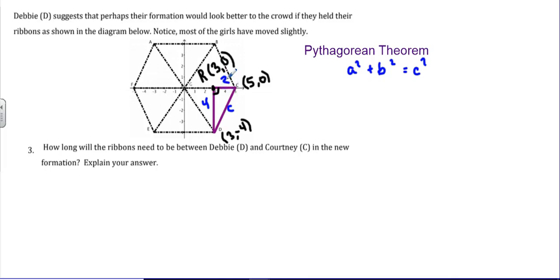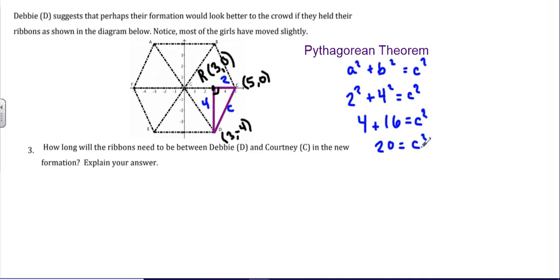Alright, now that I have 2 legs of the right triangle and I need the hypotenuse, all I need to do is substitute these values into the Pythagorean theorem. So I'm going to substitute 2 in for a, and I'll substitute 4 in for b, and that equals c squared. So 2 squared plus 4 squared equals c squared. So 4 plus 16 equals c squared. So 4 plus 16 is 20.